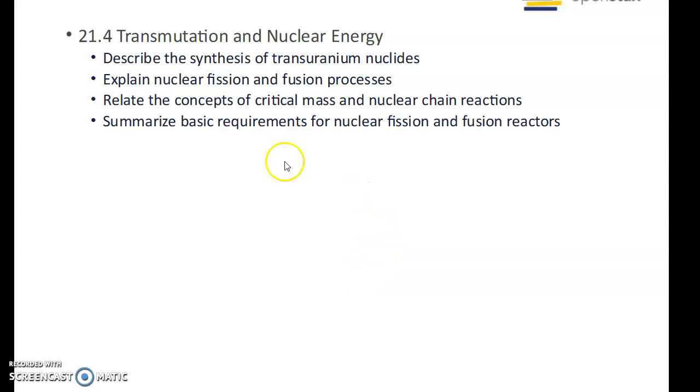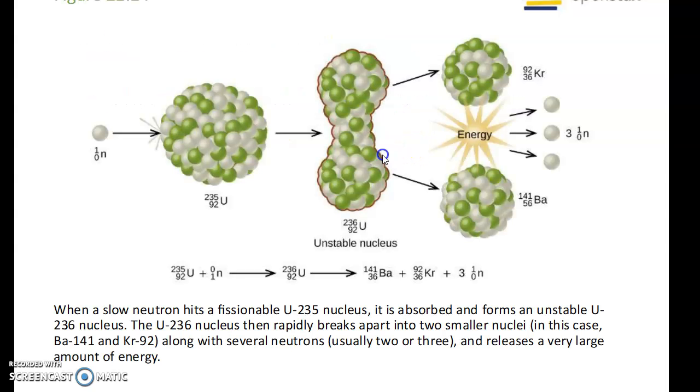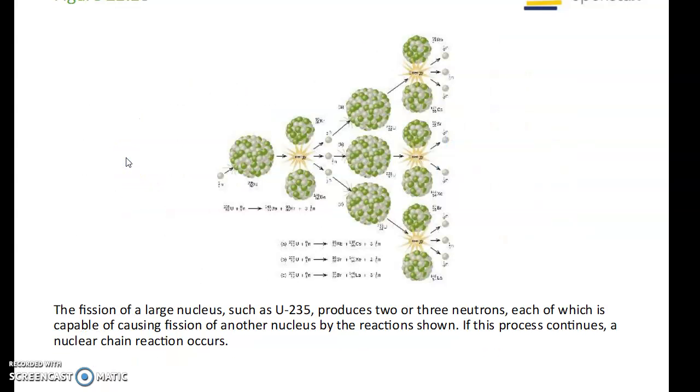Now we're going to move on and talk about transmutation and nuclear energy, describing the synthesis of the nuclides, the ones that do not occur naturally, and explaining nuclear fission and fusion processes and how these concepts of critical mass and nuclear chain reactions take place.